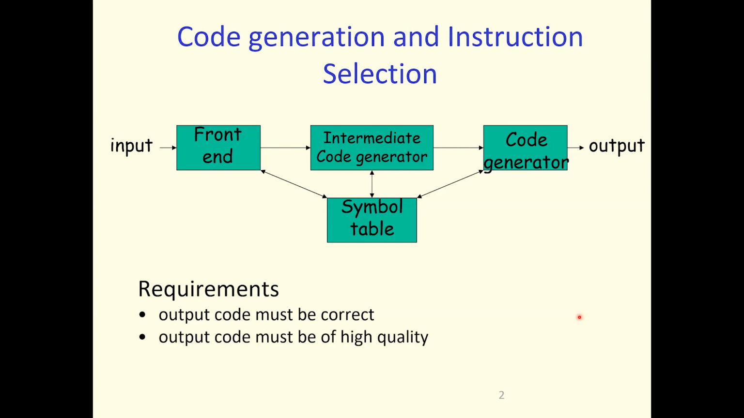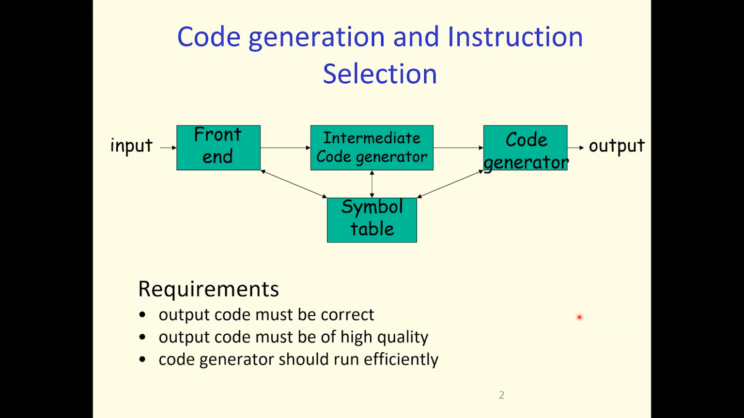Secondly, output code must be of high quality. Again, the quality parameter here depends on what you are looking for. It could be speed, it could be power consumption, or maybe you are talking about some kind of safety critical system, so it should take care of unexpected scenarios and so on. So we are not defining quality to be speed only. It can be many things depending on the application.